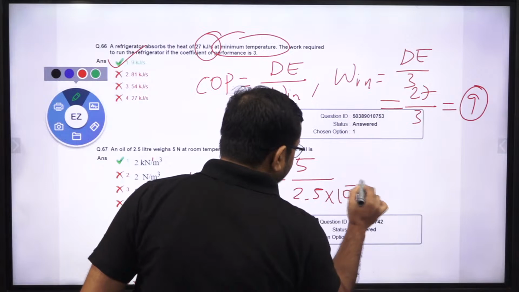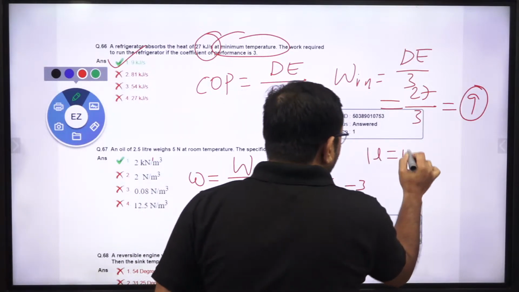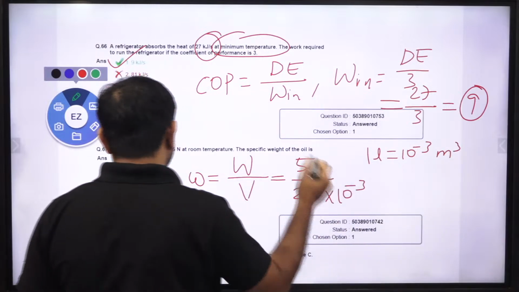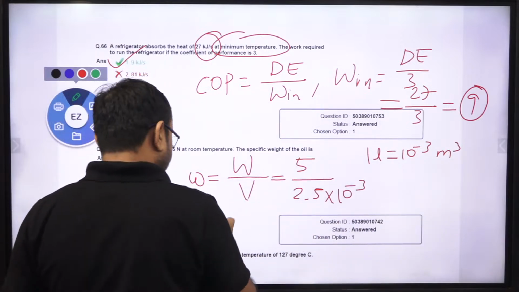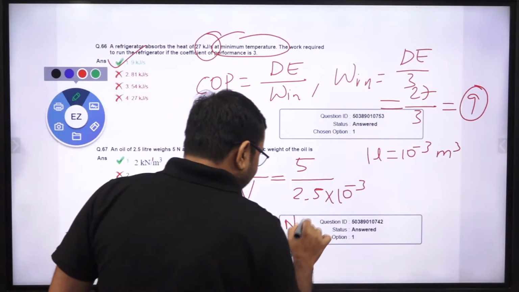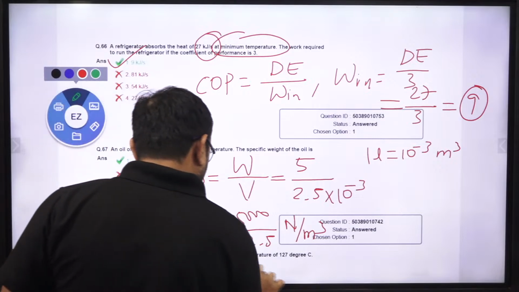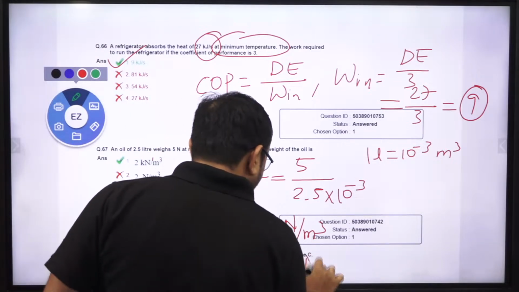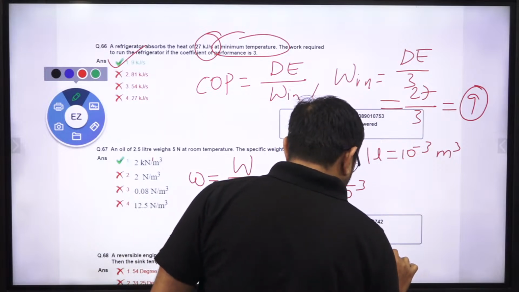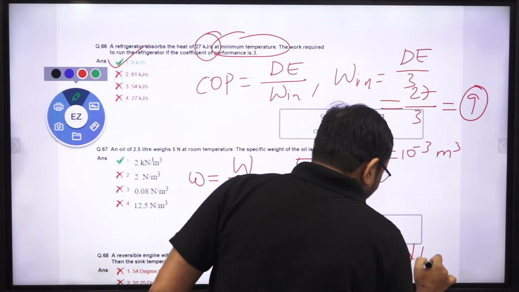So simply can I say this is 10 to the power minus 3. And I already told you 1 liter is equal to 10 to the power minus 3 meter cube. So here we get this term in Newton per meter cube, or 5000 over 2.5 Newton per meter cube, or simply we can say W is equal to 2 into 10 power 3 Newton per meter cube, or 2 kilonewton per meter cube. Yes or no?